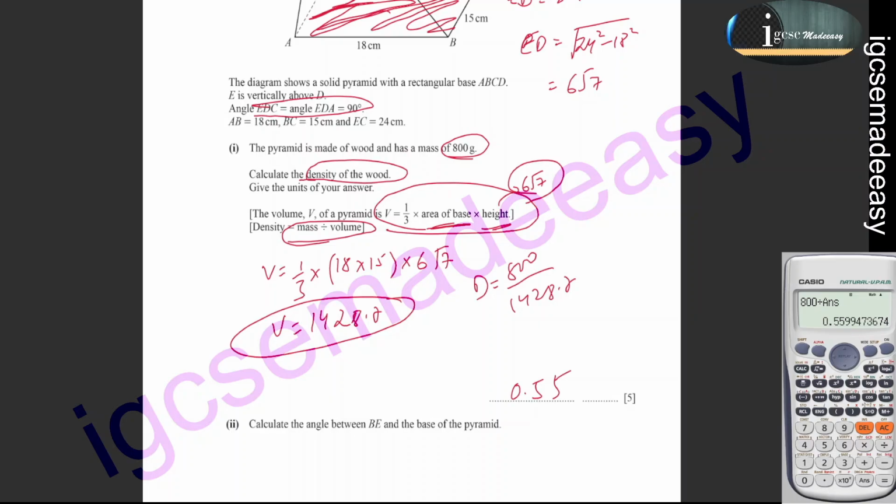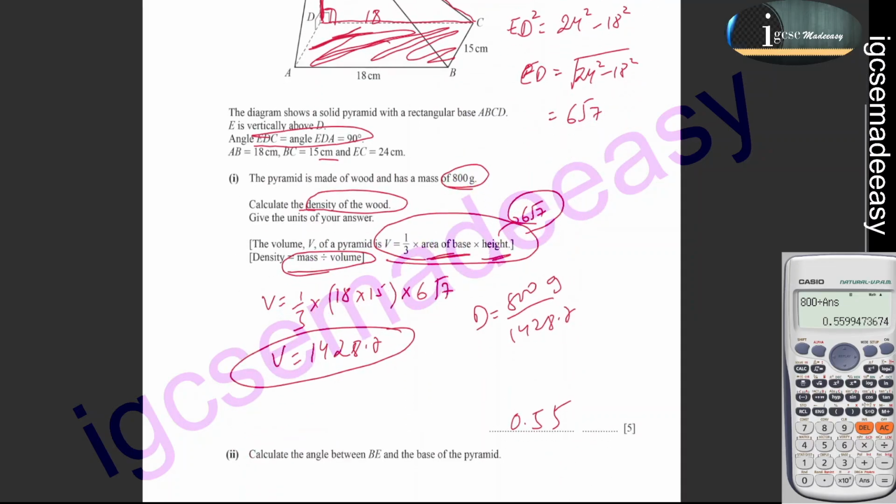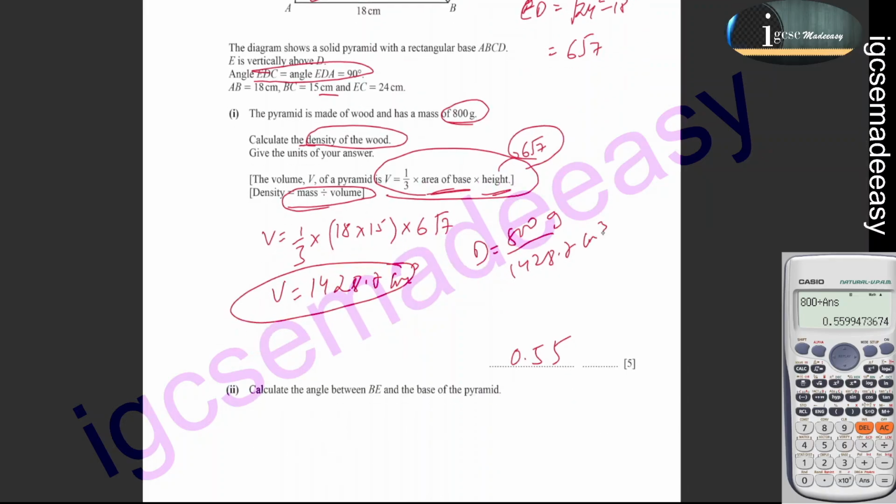And for the unit, density is given as 800 gram and the volume is in centimeters. All these are in centimeters, so the volume should be in centimeter cube. So the unit is gram per centimeter cube.